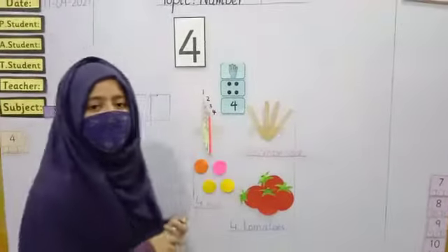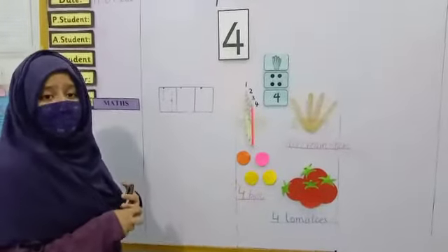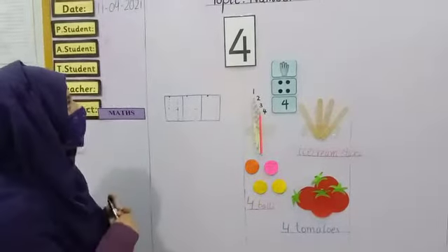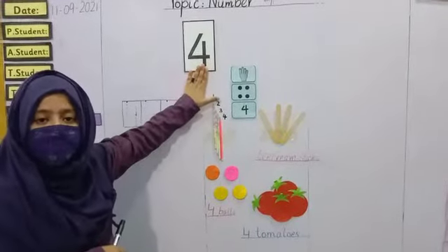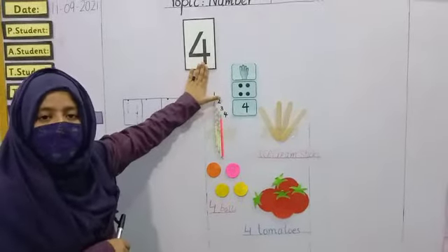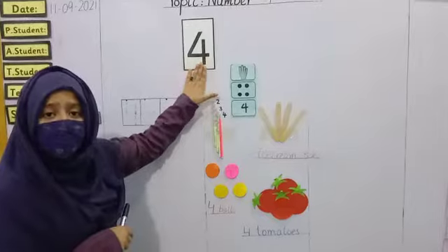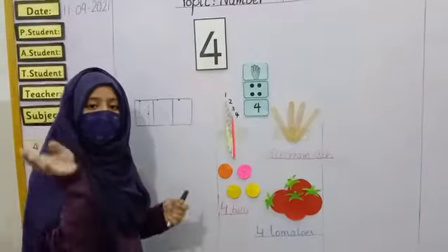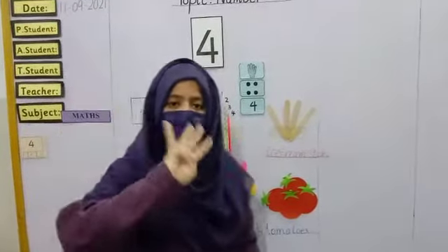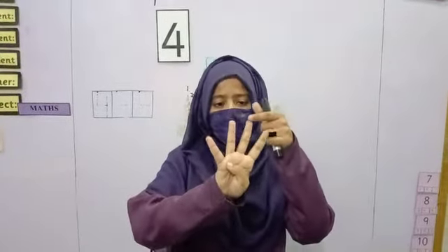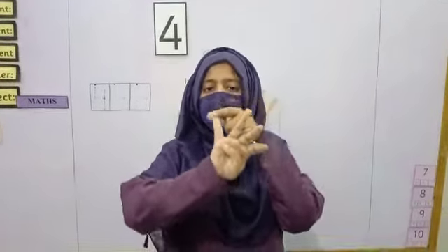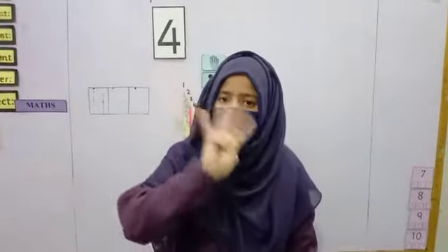Which lesson is this? This is our math lesson. In our math lesson, our today's topic is number 4. Which number is this, pre one? This is number 4. Look here. Show me your 4 fingers. Count. 1, 2, 3, 4. 4 fingers.